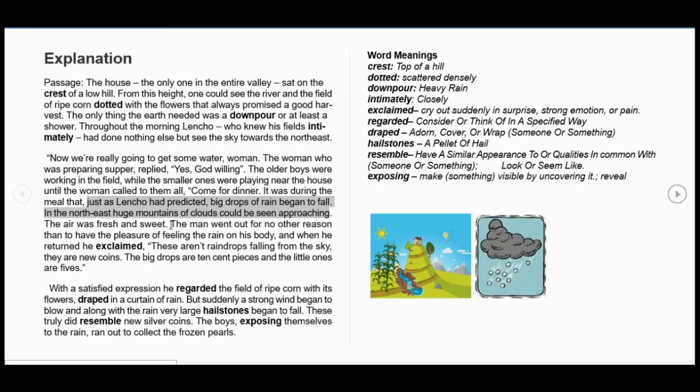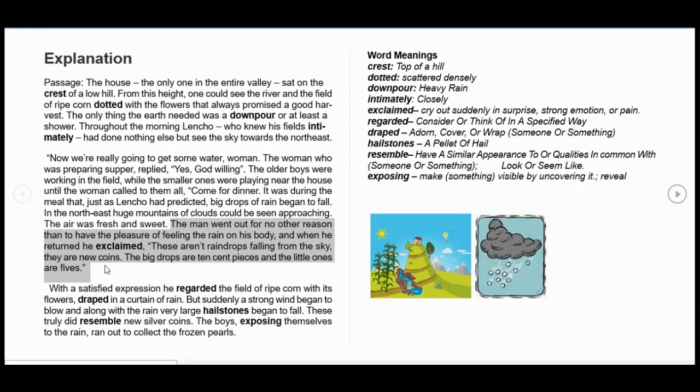So after some time, he goes out and he wants to feel the rain. And suddenly he exclaims, giving out a shout with all the emotions, it has started raining. So this is a very important line in the chapter. He says these aren't raindrops falling from the sky, they are new coins. The big drops are 10-cent pieces and the little ones are 5s. So for him, these raindrops, they represent money, they represent coins.